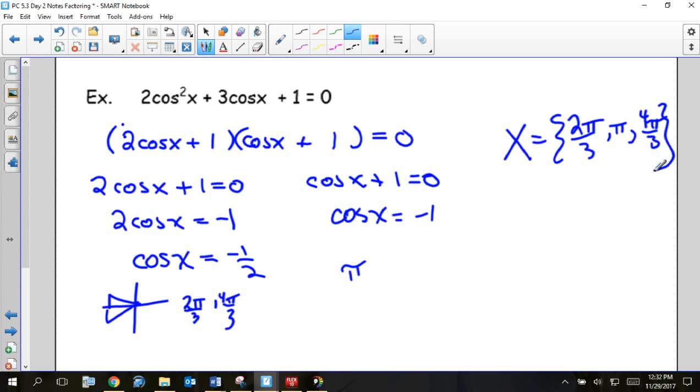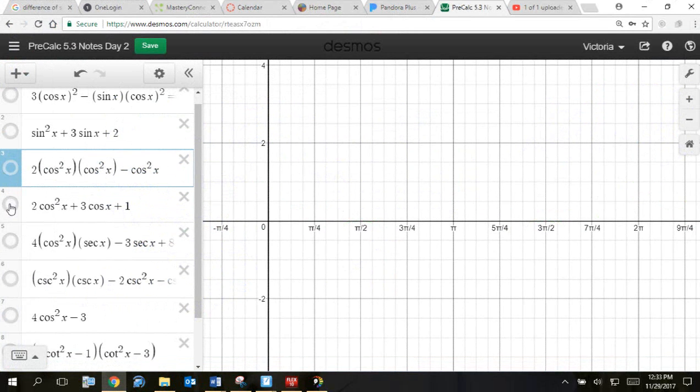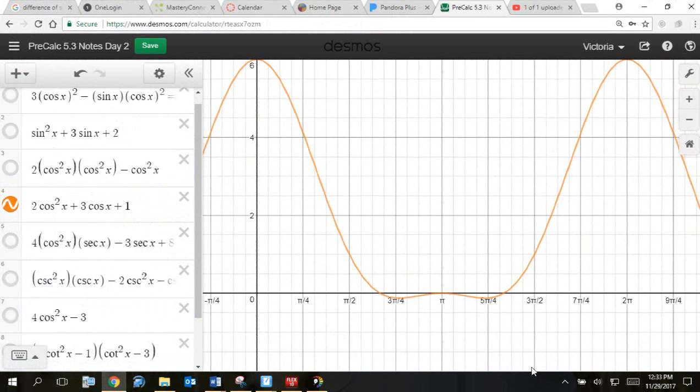I have a graph for you. So that's what this one looks like. 3 answers between 0 to 2 pi. Does that one look like a fun roller coaster?